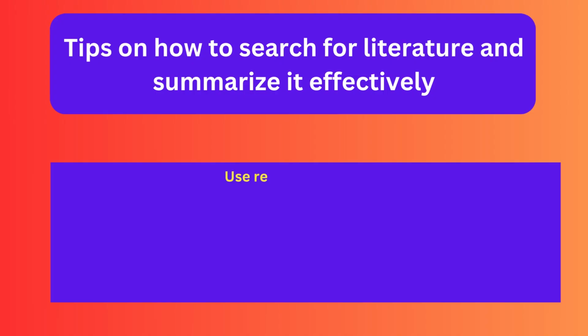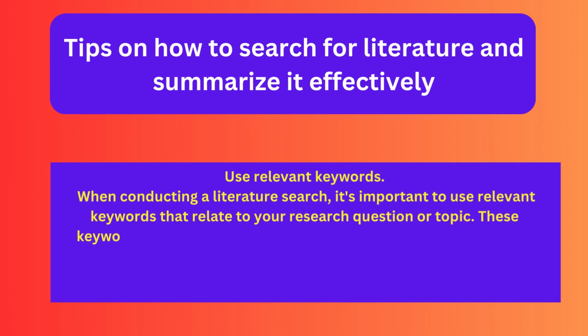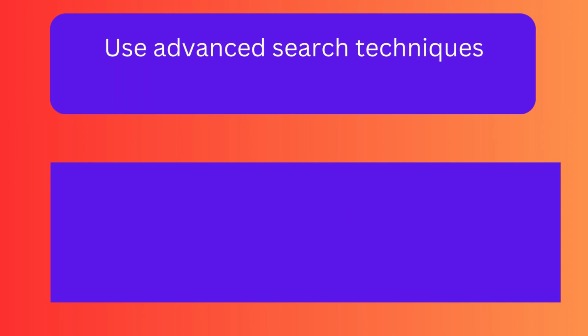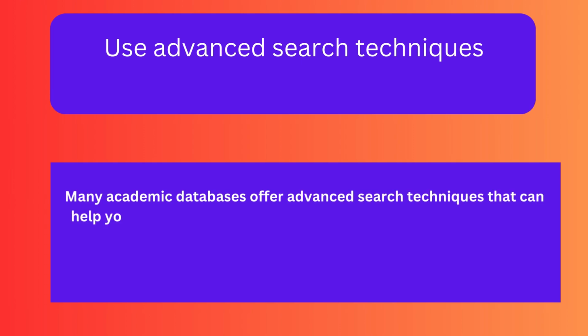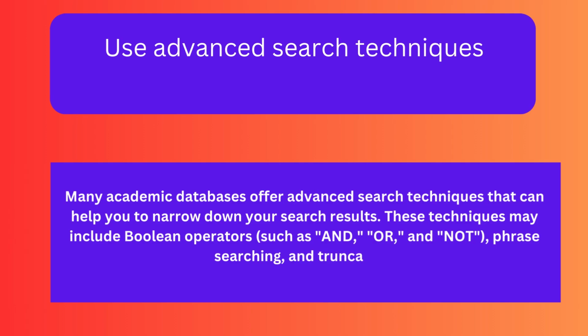Utilize it effectively. Use relevant keywords. When conducting a literature search, it's important to use relevant keywords that relate to your research question or topic. These keywords can help you to identify relevant articles and books, and can also help you to refine your search as you go along. Use advanced search techniques. Many academic databases offer advanced search techniques that can help you to narrow down your search results. These techniques may include Boolean operators such as and, or, and not, phrase searching, and truncation.